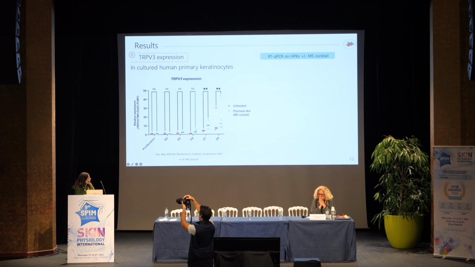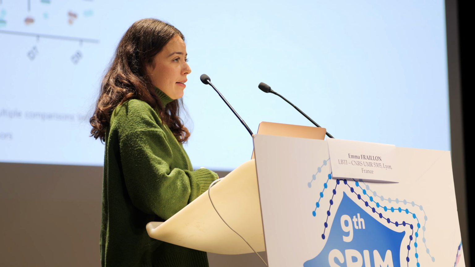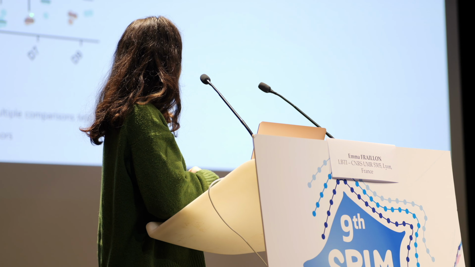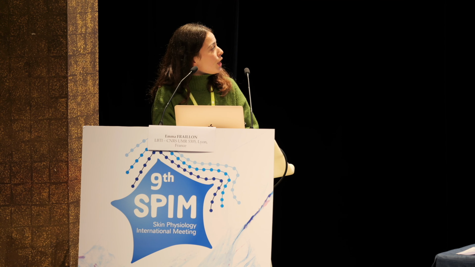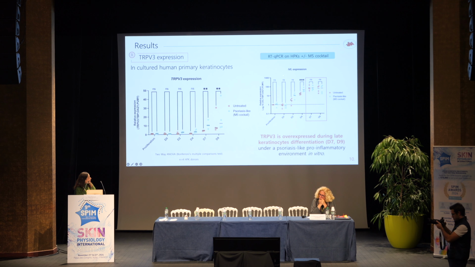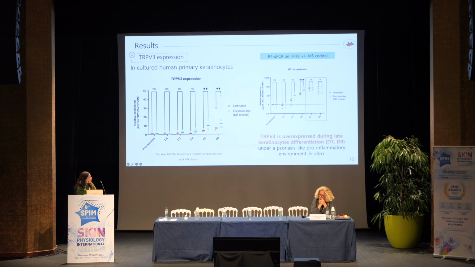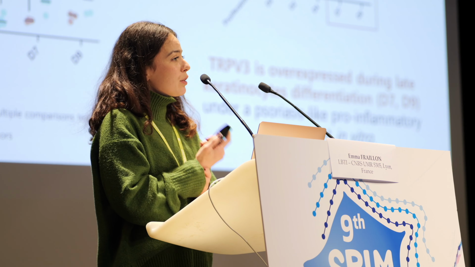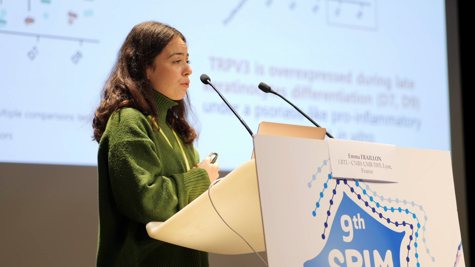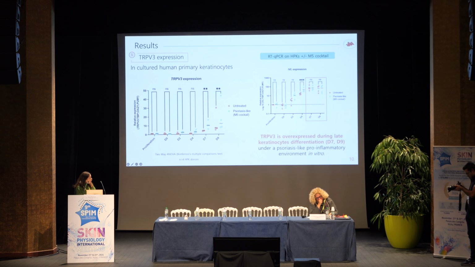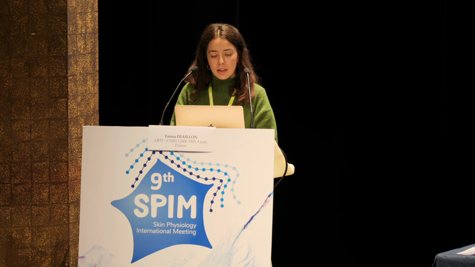You can see here that we found that TRPV3 was overexpressed in the keratinocytes that were cultivated under psoriasis-like conditions compared to untreated keratinocytes, and this at day 7 and day 9 of differentiation, which corresponds to the moment when the expression of involucrin, a marker of terminal differentiation, is at the highest amount. So those results confirm what we saw in the skin of human patients with psoriasis, so that TRPV3 is overexpressed and that its overexpression occurs more in highly differentiated keratinocytes.